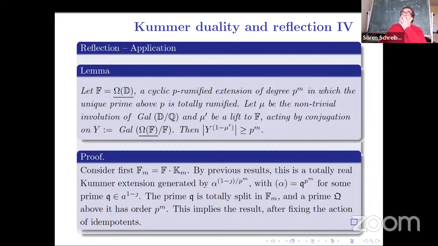Okay, next step, this is an important step. I define F as Omega underscore of D. Remember, I had defined F as a p-ramified extension of D of degree p to the m, which must exist by class field theory, because a maximal p-ramified extension is U, the units, over the completion.